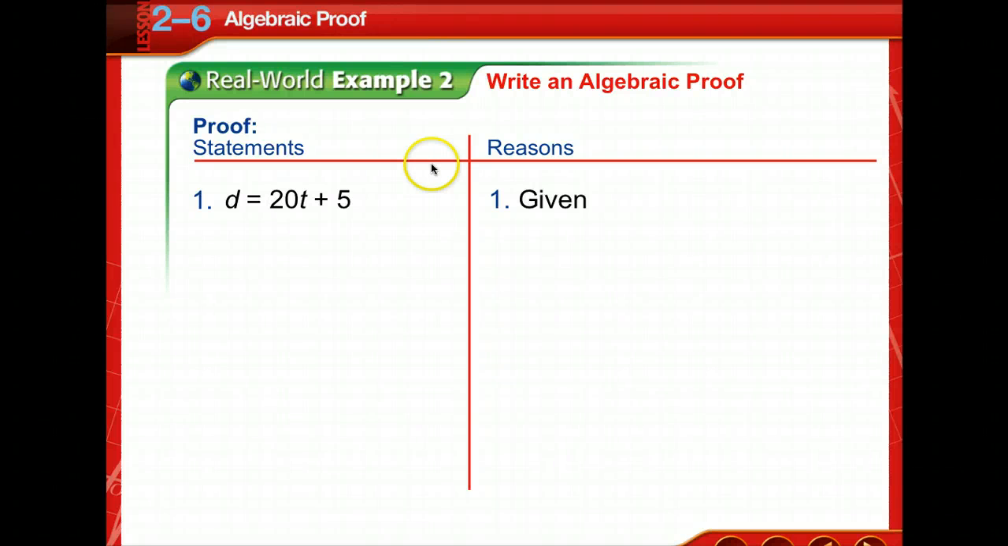So we're going to begin by writing what is given. So statement 1 has this reason. Okay, that's what is given.